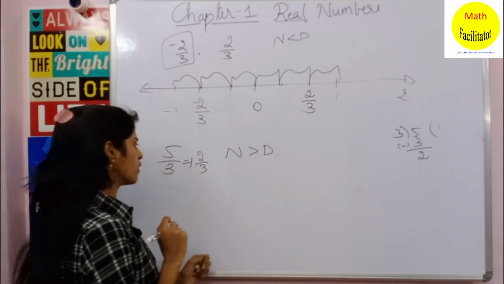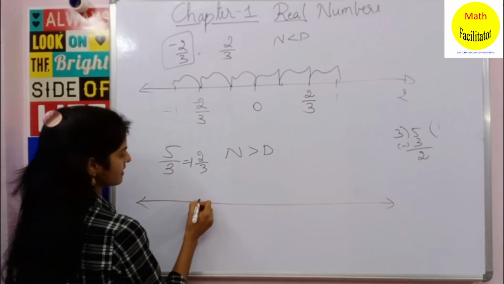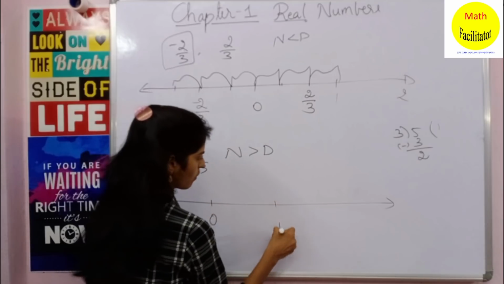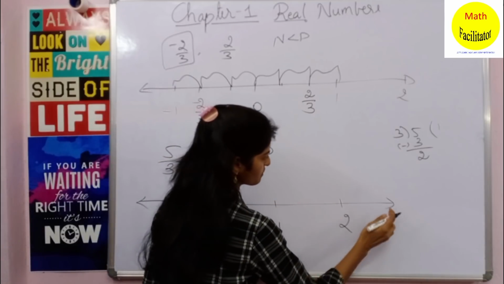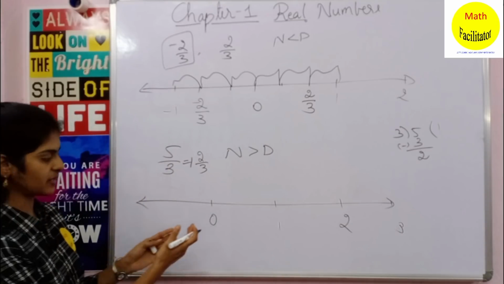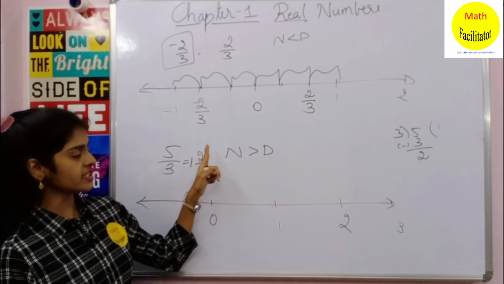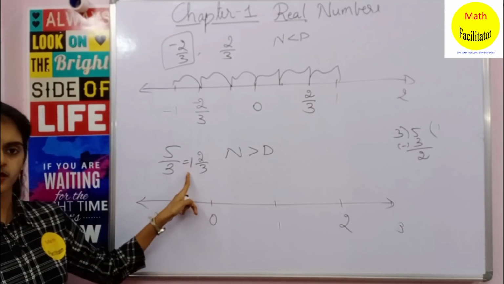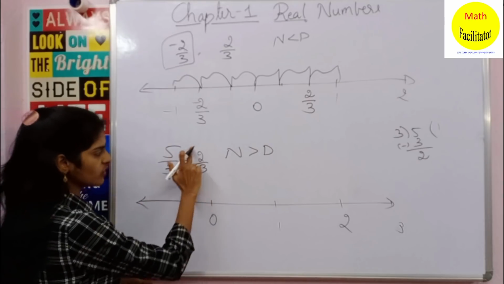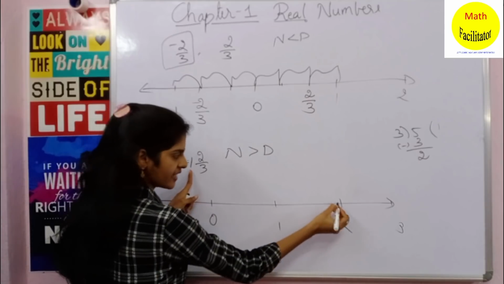Clear? So now you can draw the number line and mark 0, 1, 2, 3 at unit distance from each other. Each number is at unit distance from the next. Now 5 by 3 is nothing but 1, 2 by 3. The integral part is 1, which means this value lies somewhere between 1 and 2. Yes, so it is between 1 and 2.